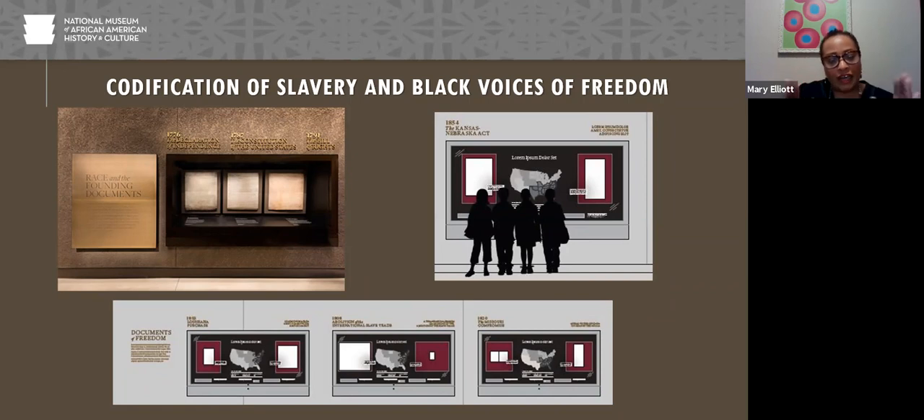But what we did, again, bringing African-American voices forward, is for every legislation, we have African-American voices speaking back in the form of speeches, in the form of sermons, in the form of newspaper articles, to show that all along the way, African Americans forced their voices into the public arena to push for freedom for all.